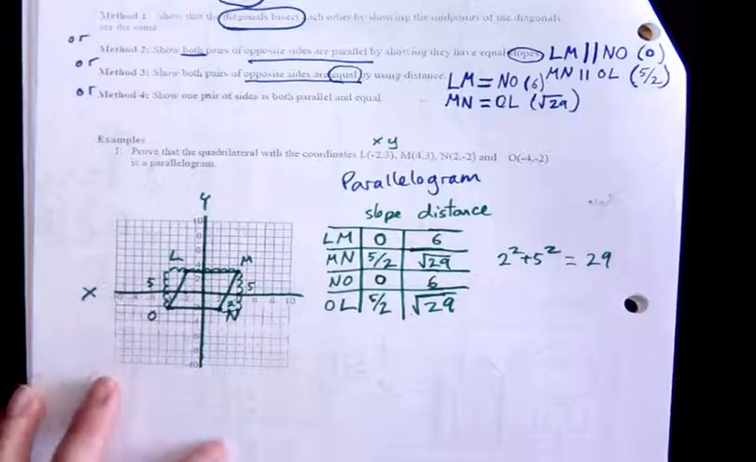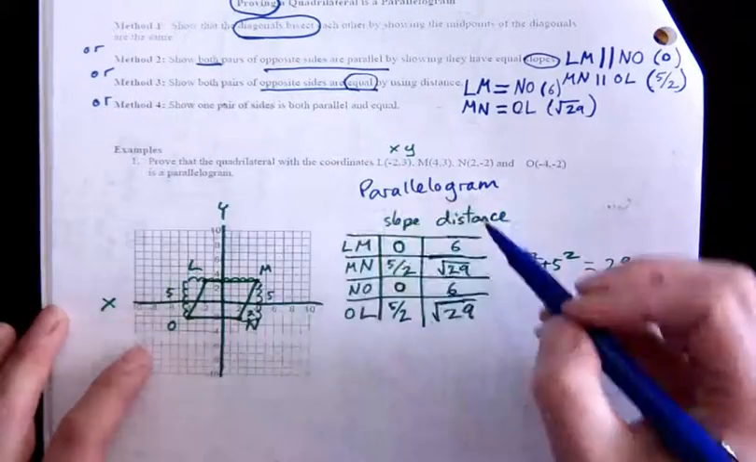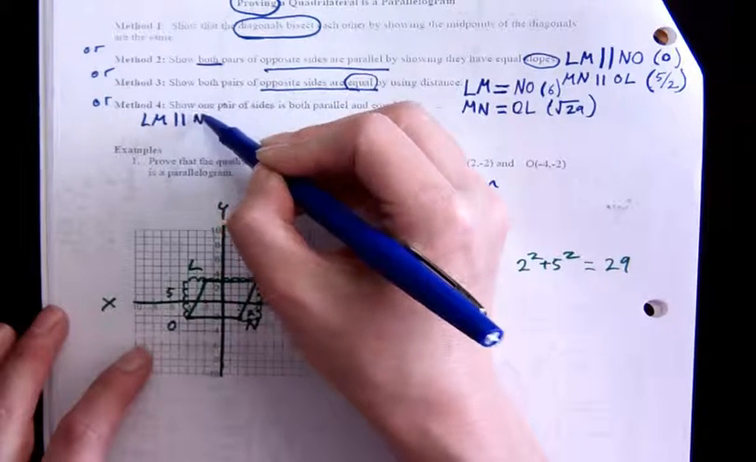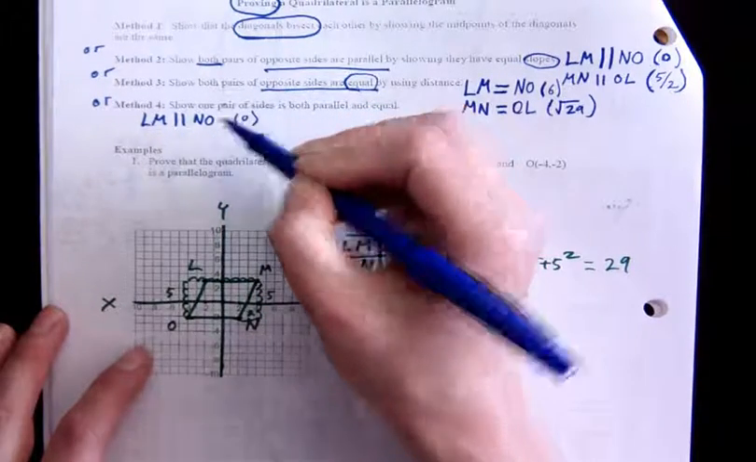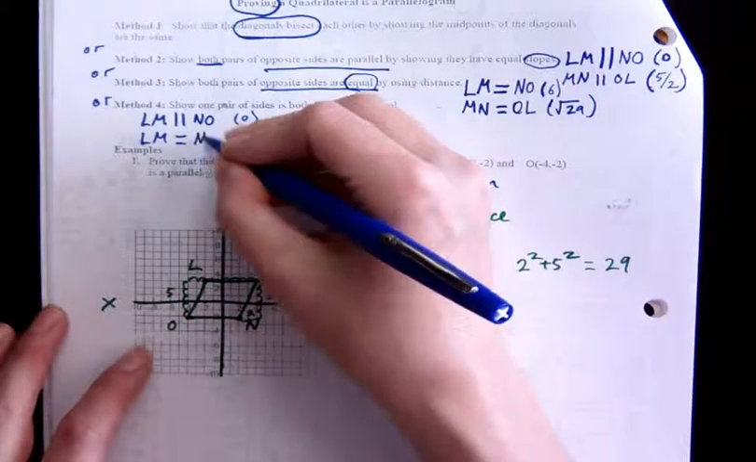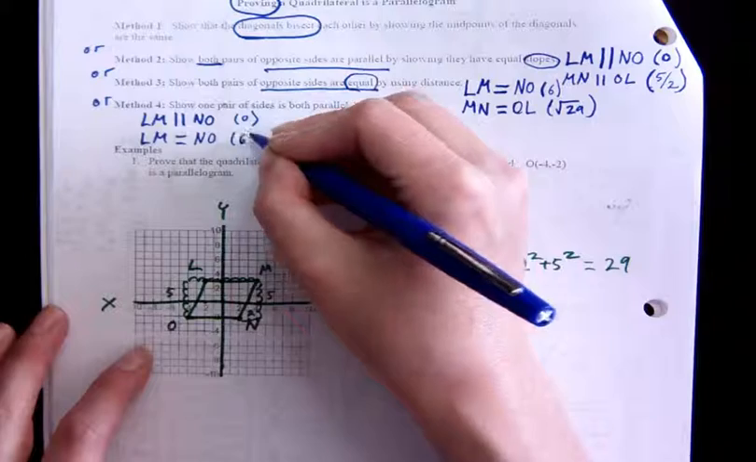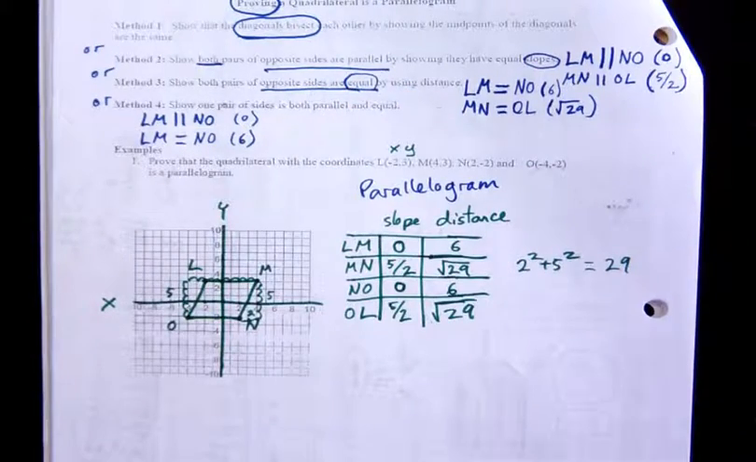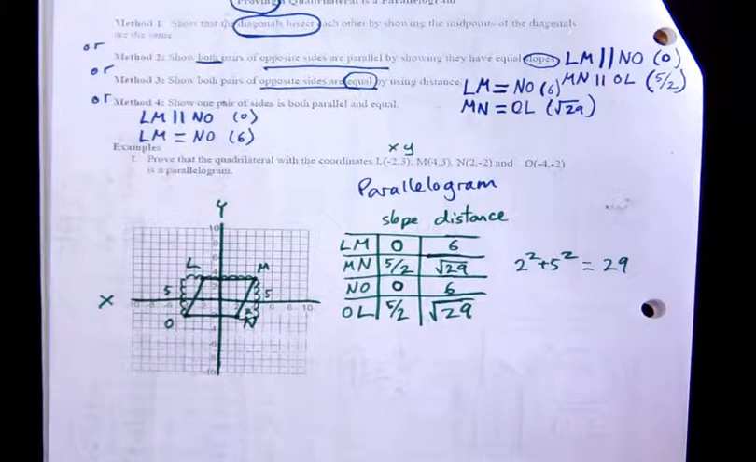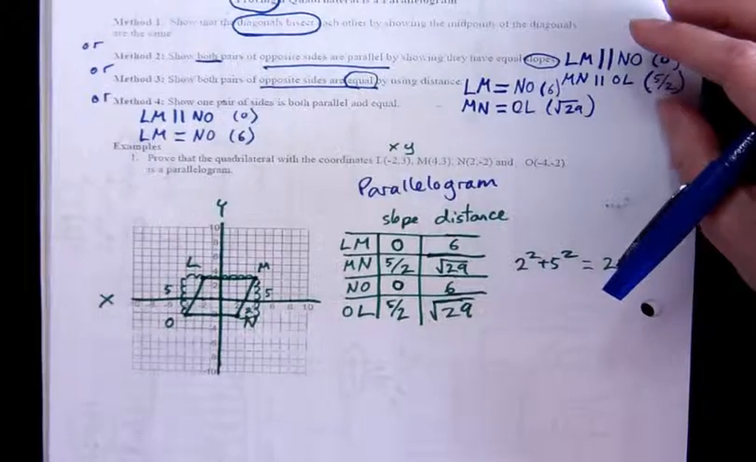All right, method 4 is not something I ever choose because it's just take one pair of sides. So like ML is parallel to NO with slope 0. And ML also equals NO with that distance of 6. So that's an option you can do. We're going to real quickly show you how to do method 1. If you didn't have the sides figured out and you didn't want to find out all 4 sides, we can just find the midpoints of the diagonals and see if they equal each other.